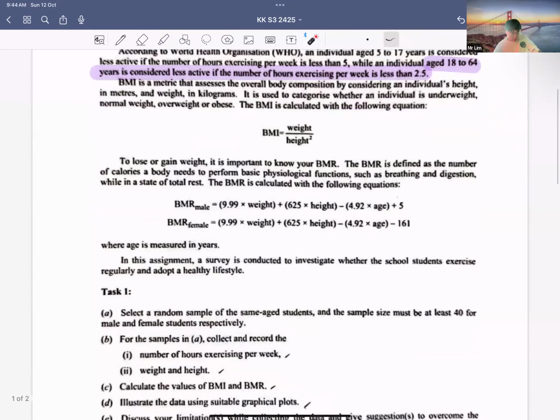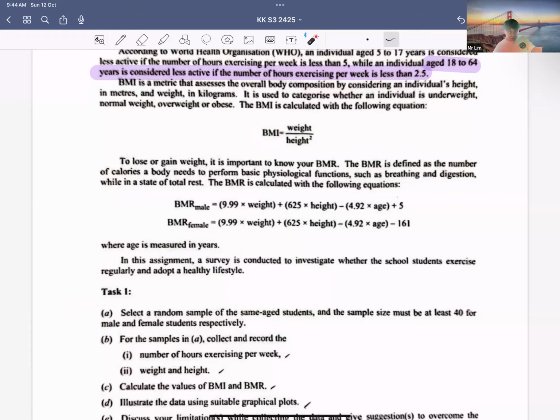And then to lose or gain weight, it's important to know your BMR. So I think most of you have heard of BMI, but I rarely heard of BMR before. Most of us use BMI to compare, right? But BMR is, I think, for those of you who have experienced a diet, so maybe you have heard of BMR before, to control the calories a day that you need.